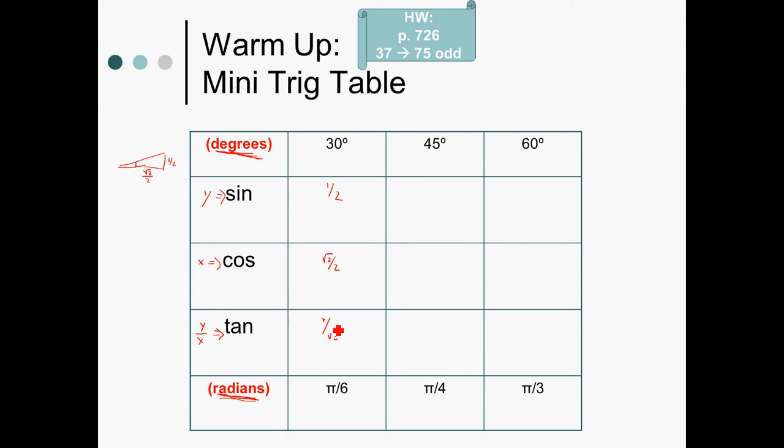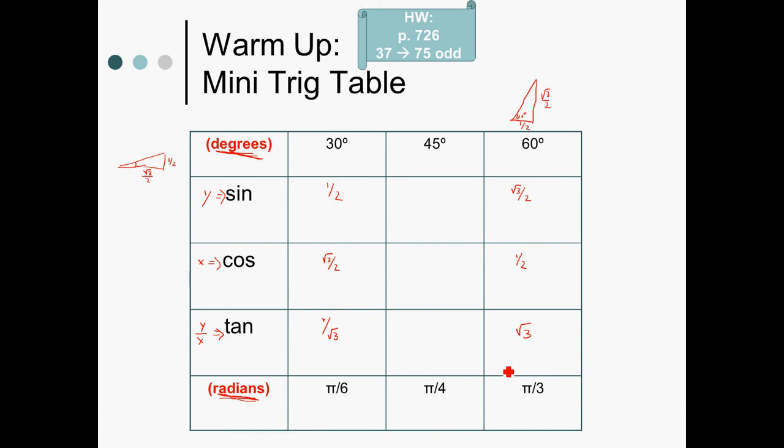3. I'm going to skip the 45 column and go to the 60 column, since 30 and 60 are complementary angles, right? For the 60 degree triangle, you only go a short distance in the x and you radiate up 60 degrees. So your y value is larger and your x value is shorter. And this time it's root 3 over 2 over 1/2, which is root 3 over 1, or just root 3.